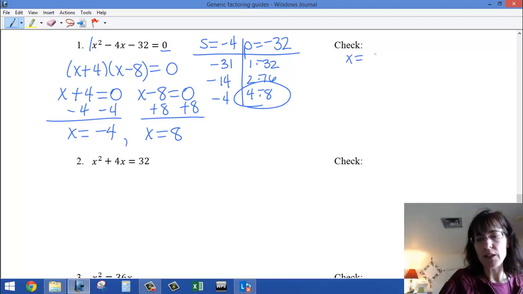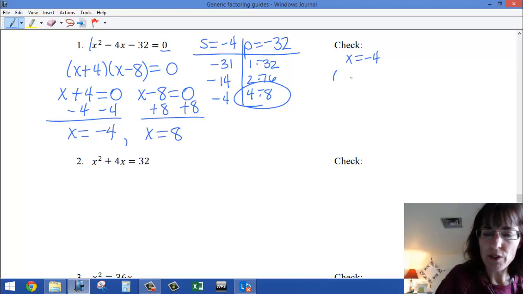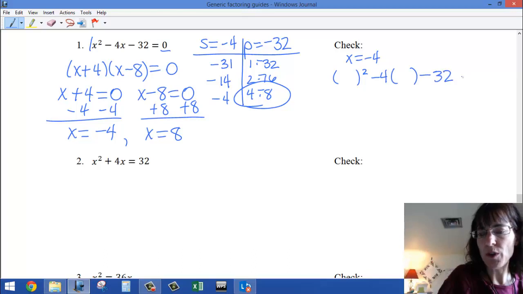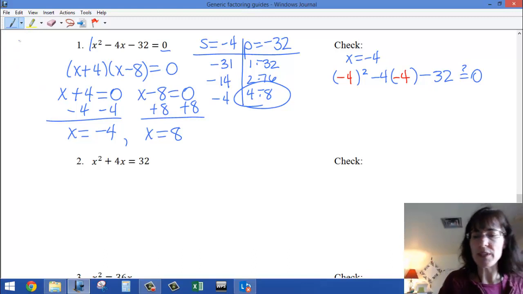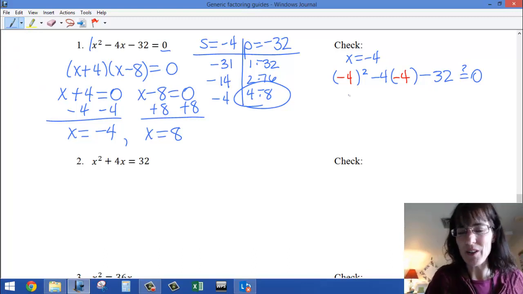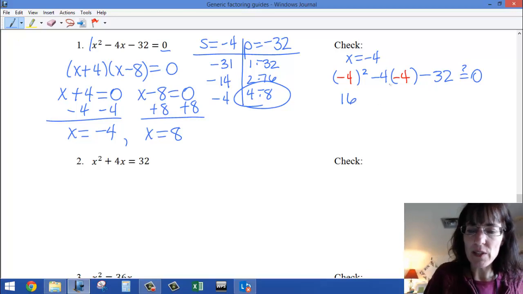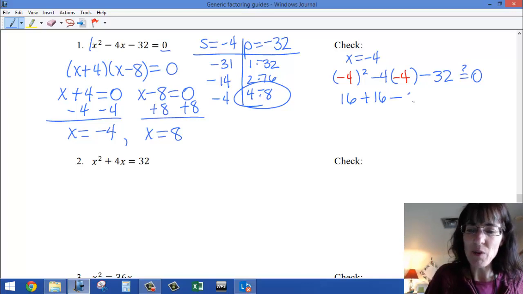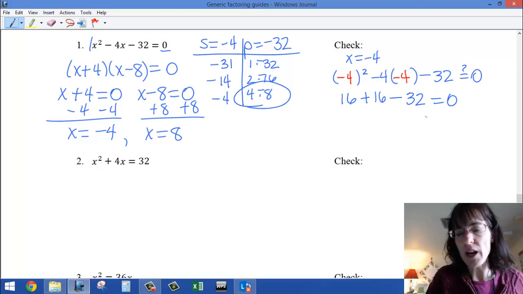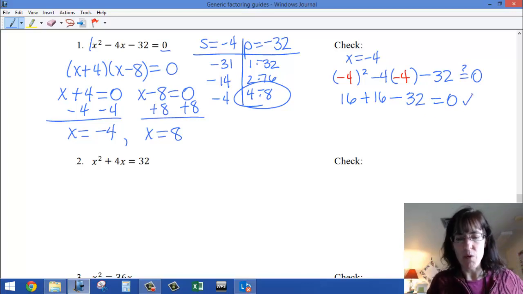Check them both. X is negative 4. That is going to go in here, something squared minus 4 times that something minus 32 should be 0. Plug in our negative 4 and see if it works. Remember, negative 4 times negative 4, which is our negative 4 squared, that whole quantity, that's going to give you a positive 16, and then negative 4 times negative 4 again, positive 16 again, minus 32. And I know 16 plus 16 is 32, and then subtracting 32, I definitely get 0.